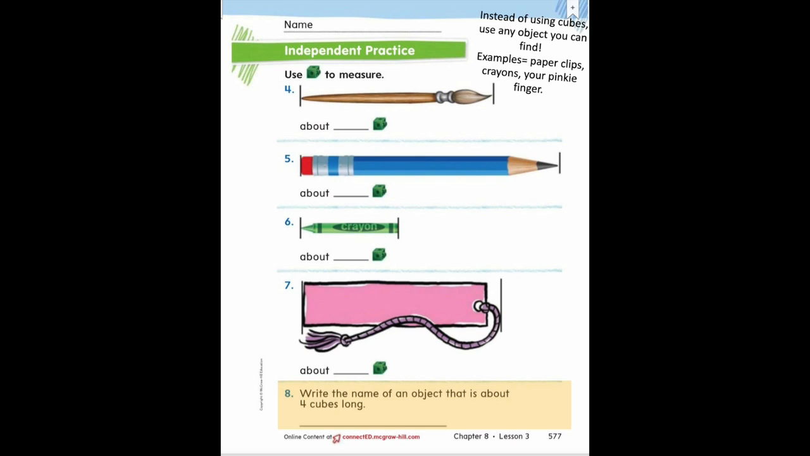Number 8 says to write the name of an object that is about 4 cubes long. If you're using your pinky to measure, you could say whatever object is about 4 pinkies long, or maybe you're using a toy car or a crayon. Just stick with the non-standard unit that you have been working with for today's assignment.